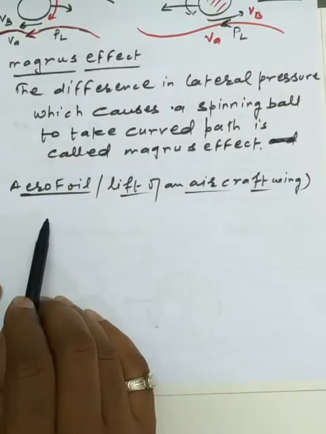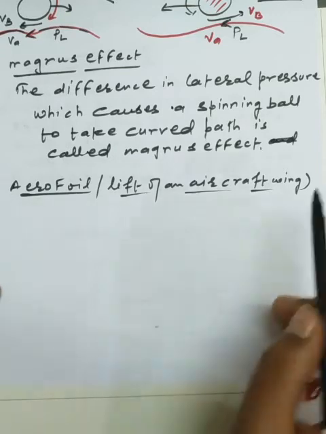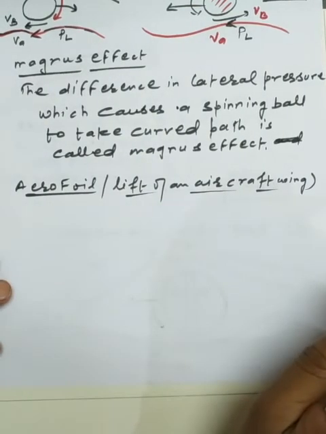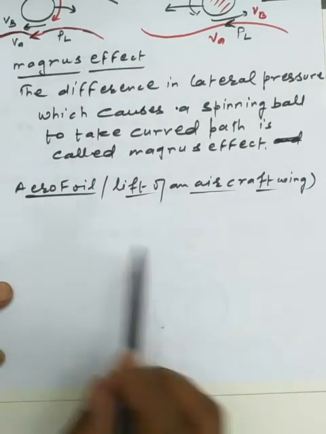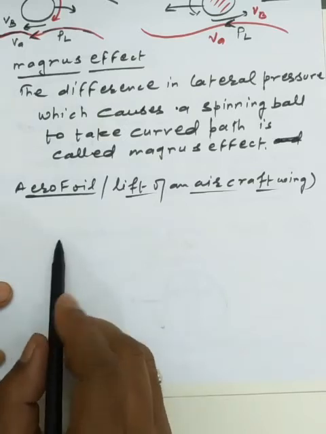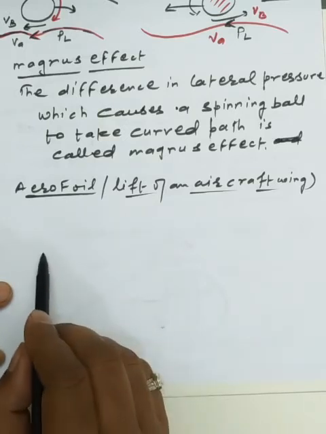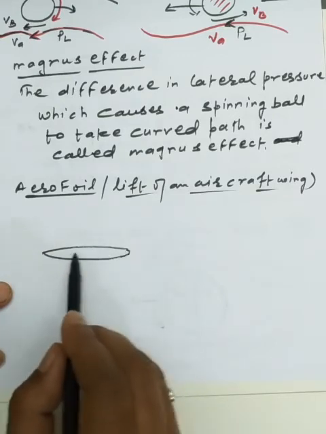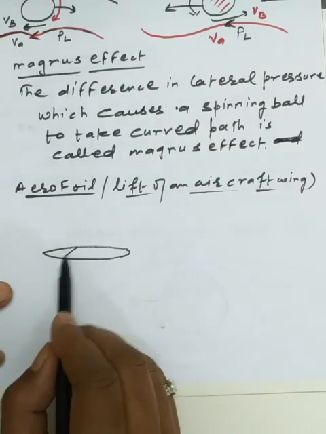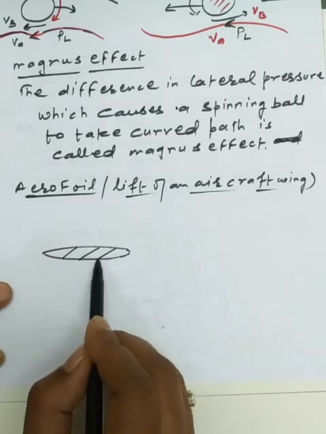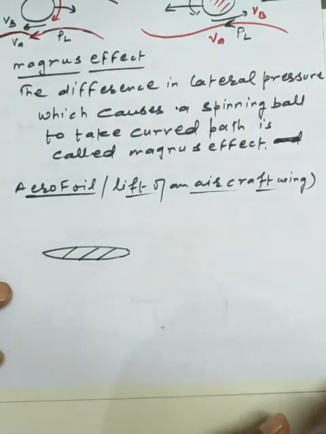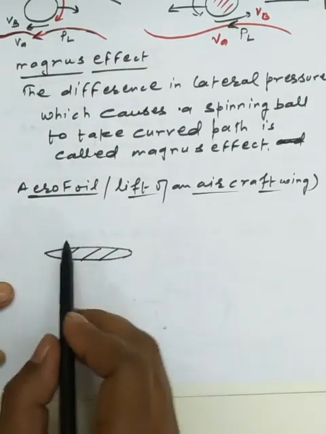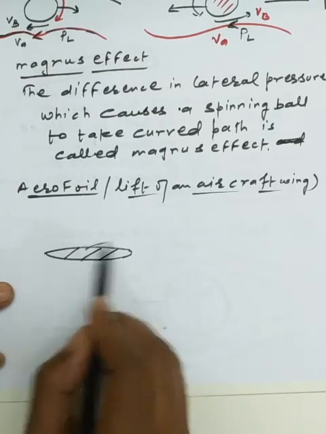Now the next application we have is the aerofoil, the lift of an aircraft wing. So how does it work? Generally we are just looking at the shape of the aerofoil. This is the kind of shape of the aerofoil we have, and definitely whenever we are designing the aerofoils or the wings of airplanes, the upper surface is very sharp.